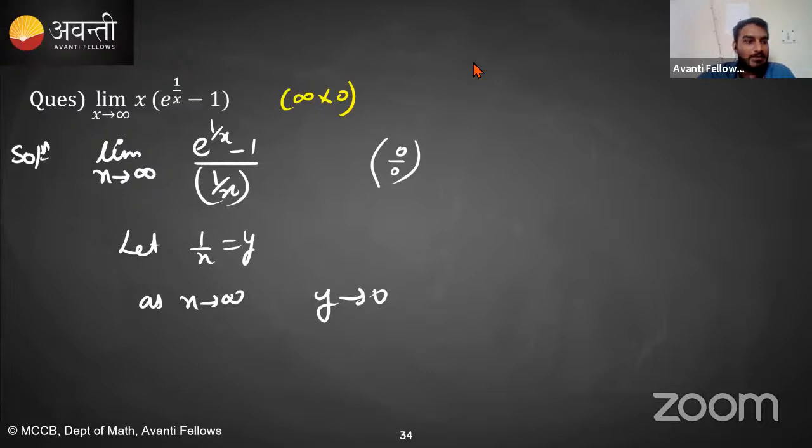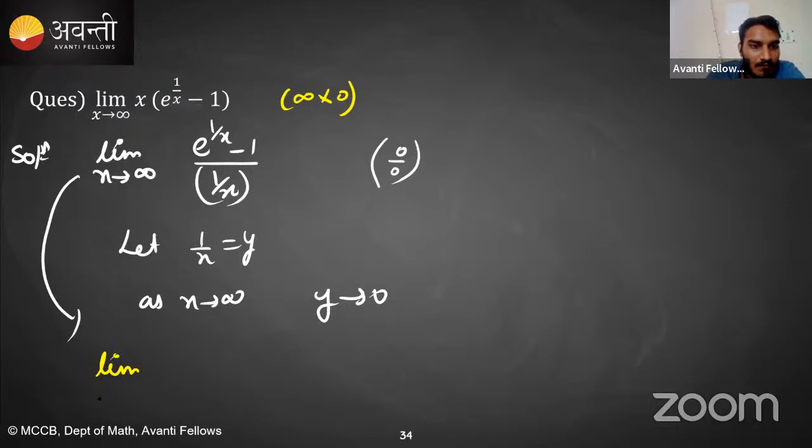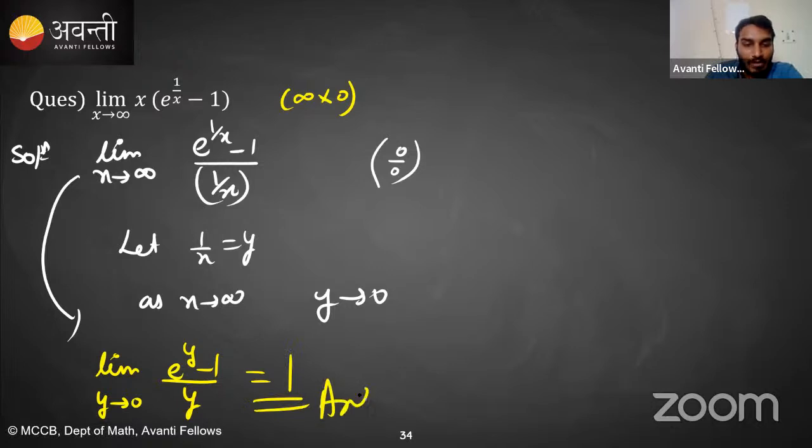So please pay attention now. As I was saying, we can convert this into the 0 by 0 form, right? So as x tends towards infinity, y tends towards 0, where y is 1 upon x. So can I write the above limit like this? Limit y tending towards 0 of (e raised to the power y minus 1) upon y. And what is the answer of this? e raised to the power y minus 1 upon y, where y is tending towards 0, is 1. So this is your answer.